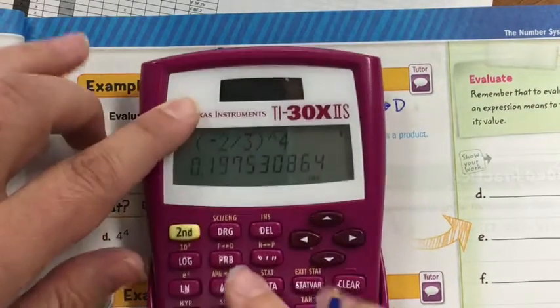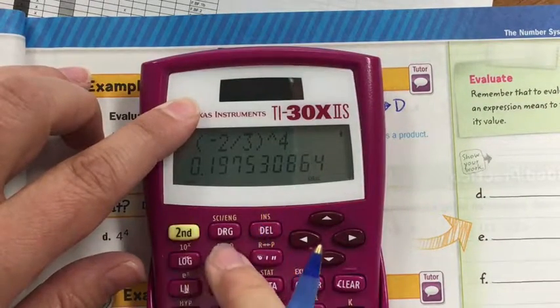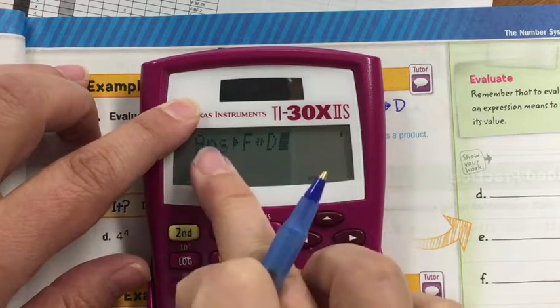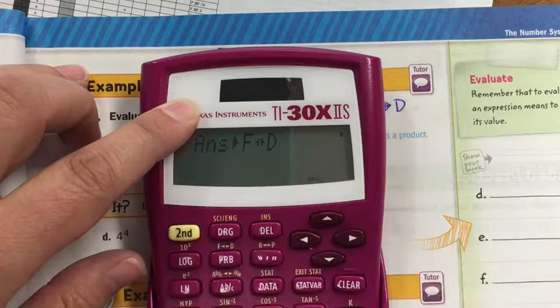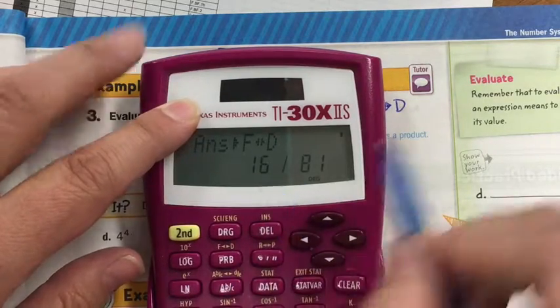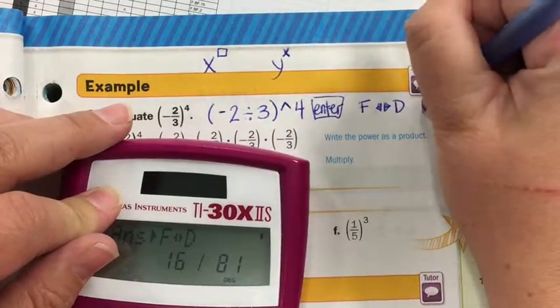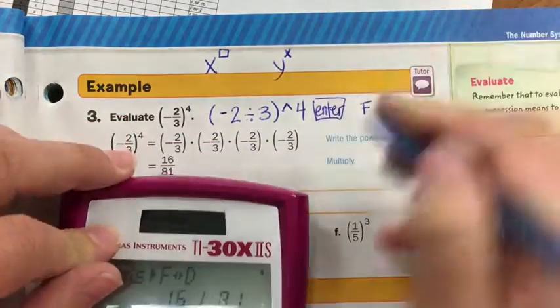So in order to get to mine, it's this FD right there. I'm going to do FD. So notice I put my answer right there. I didn't have to do anything else besides just push FD, and it's already there. And I got 16 over 81. So my answer is 16 over 81.